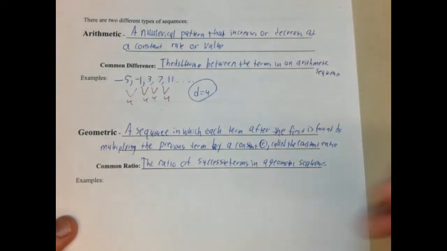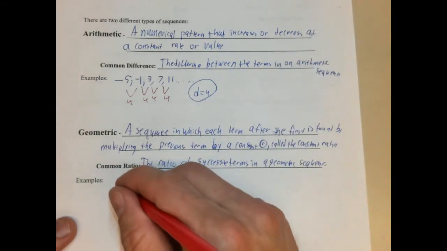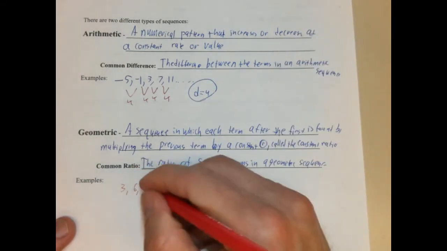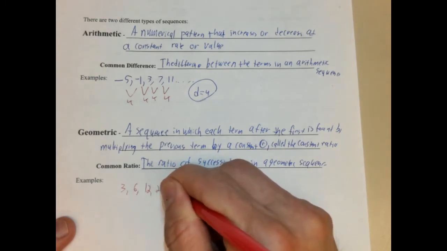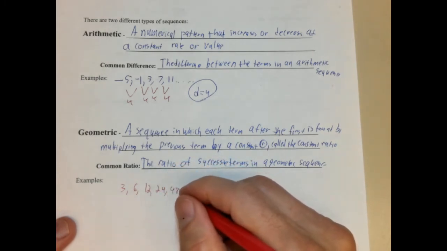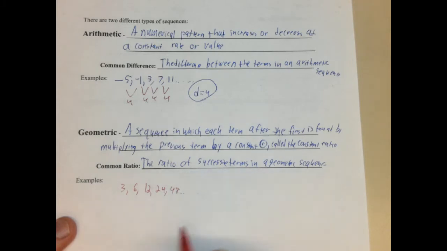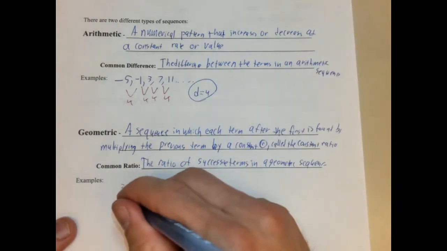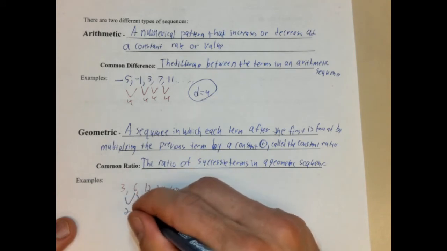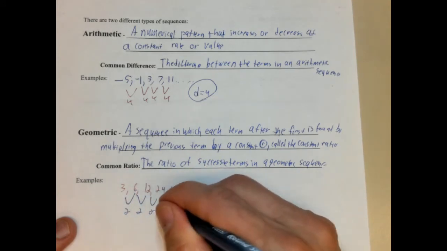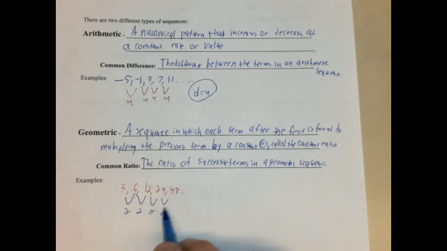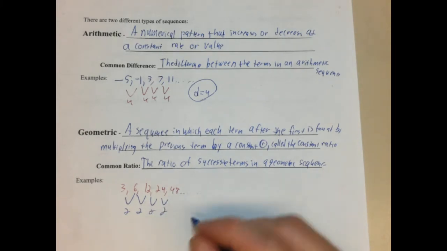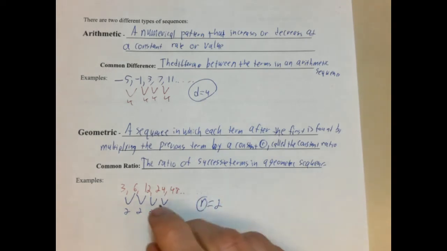Here you're just going to divide. I'll show you. Let's go 3, 6, 12, 24, 48, etc. We're multiplying by 2 each time: times 2, times 2, times 2, times 2. So the common ratio, if we did 48 divided by 24, we get 2. Or 24 divided by 12, 2; 12 divided by 6, 2. That's how you can figure it out: just take one term and divide it by the previous.